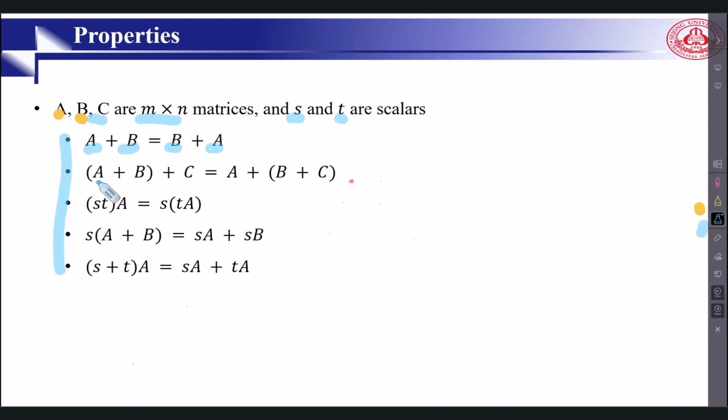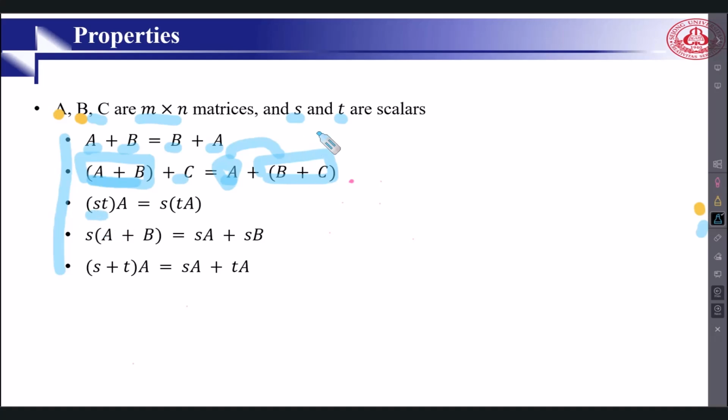In here we have (A plus B) plus C is always equal to A plus (B plus C). It means it doesn't matter which two are added first. So when we are adding three matrices, it doesn't matter which one we add first. We do A plus B first, or first we do B plus C, then add the result to A. It doesn't matter. The next one is the associative property of scalar multiplication.